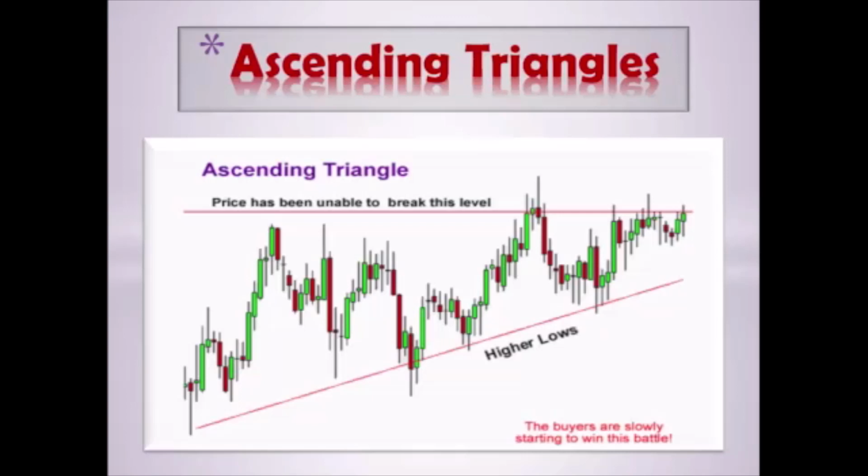So over here you see the price was able to move up, and then price has been unable to break out this level, which is the level you see over here as a resistance. This one says higher lows, and then you look down underneath here, it says the buyers are slowly starting to win this battle. How did you know that? Now looking at the trend here, you could find out that the trend is gradually trending in the up direction.